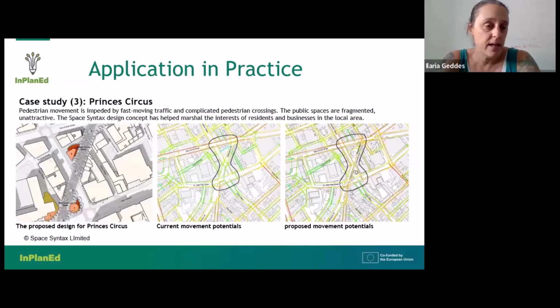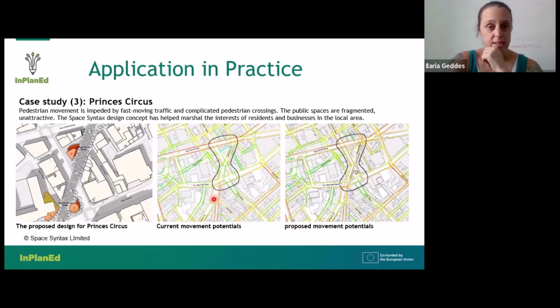Finally, and very briefly, a final case study. And this is just to show you how the urban model works in practice. This is Princess Circus in London. And so this is New Oxford Street, if you know the area, if you know London. Covent Garden is down here.